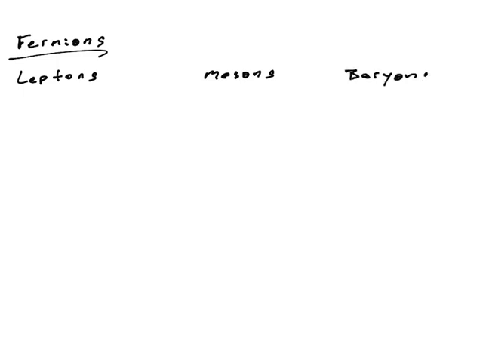All right, now let's look at the fermions. The fermions have their own set of classifications for their particles, which are the leptons, the mesons, and the baryons. Now, the mesons and the baryons together are called hadrons.